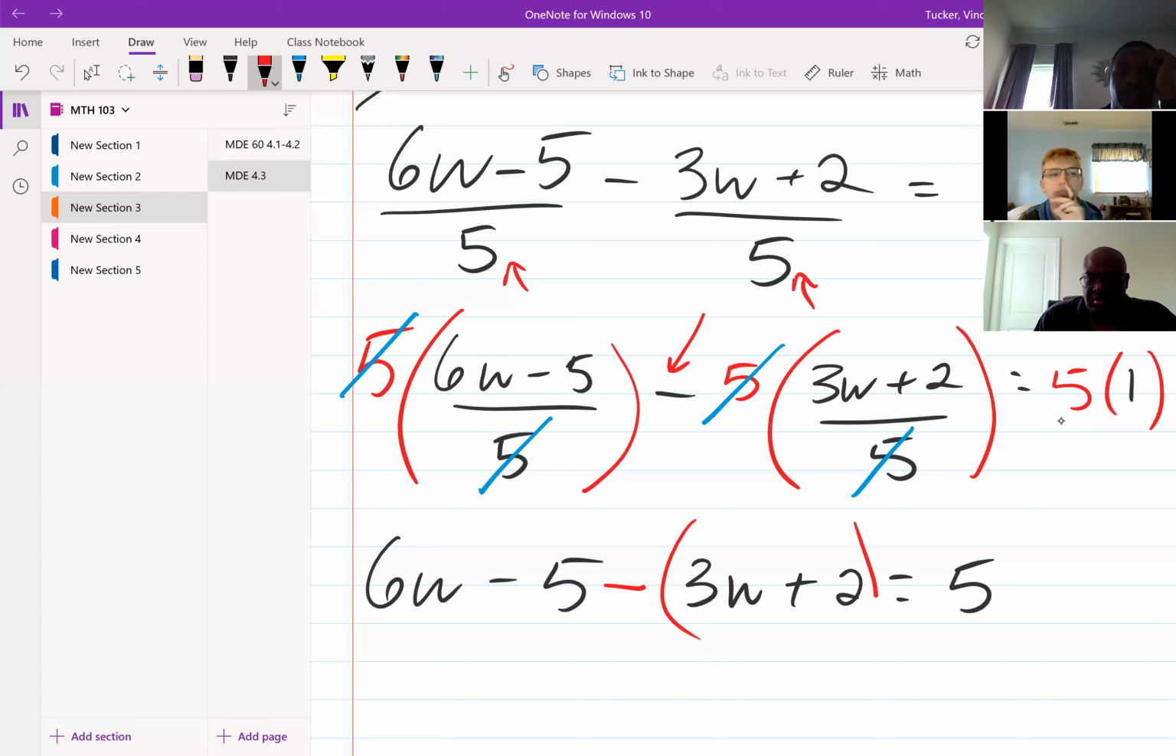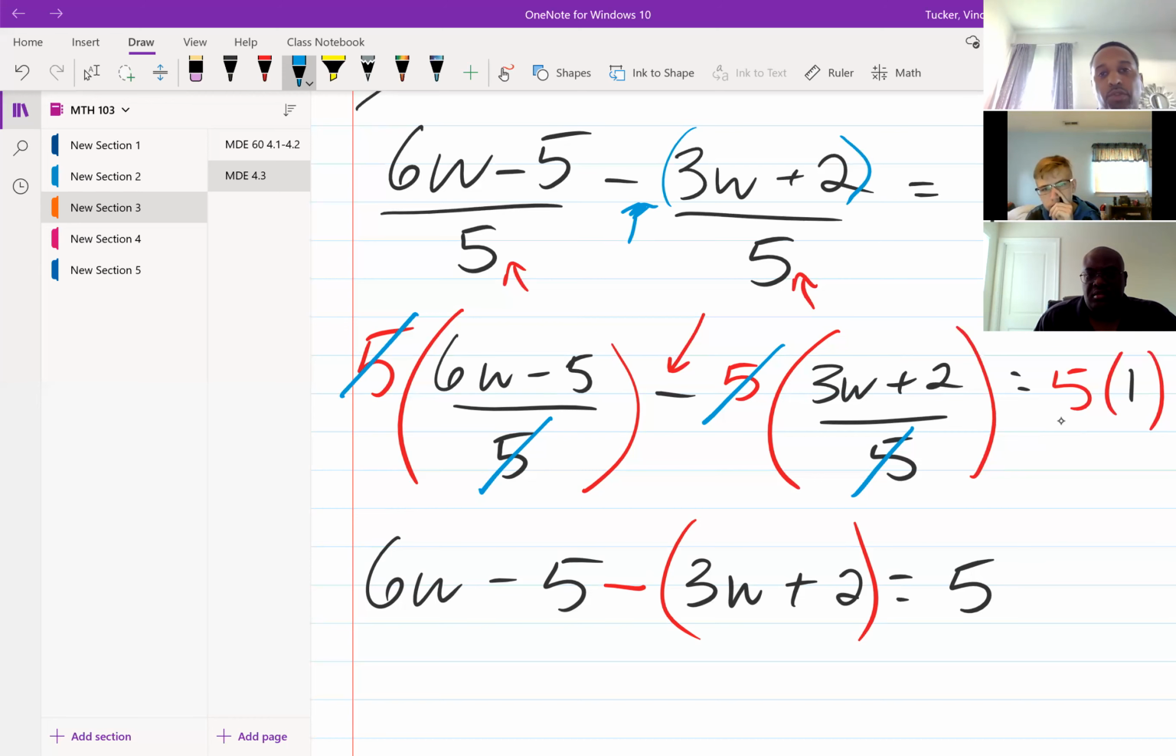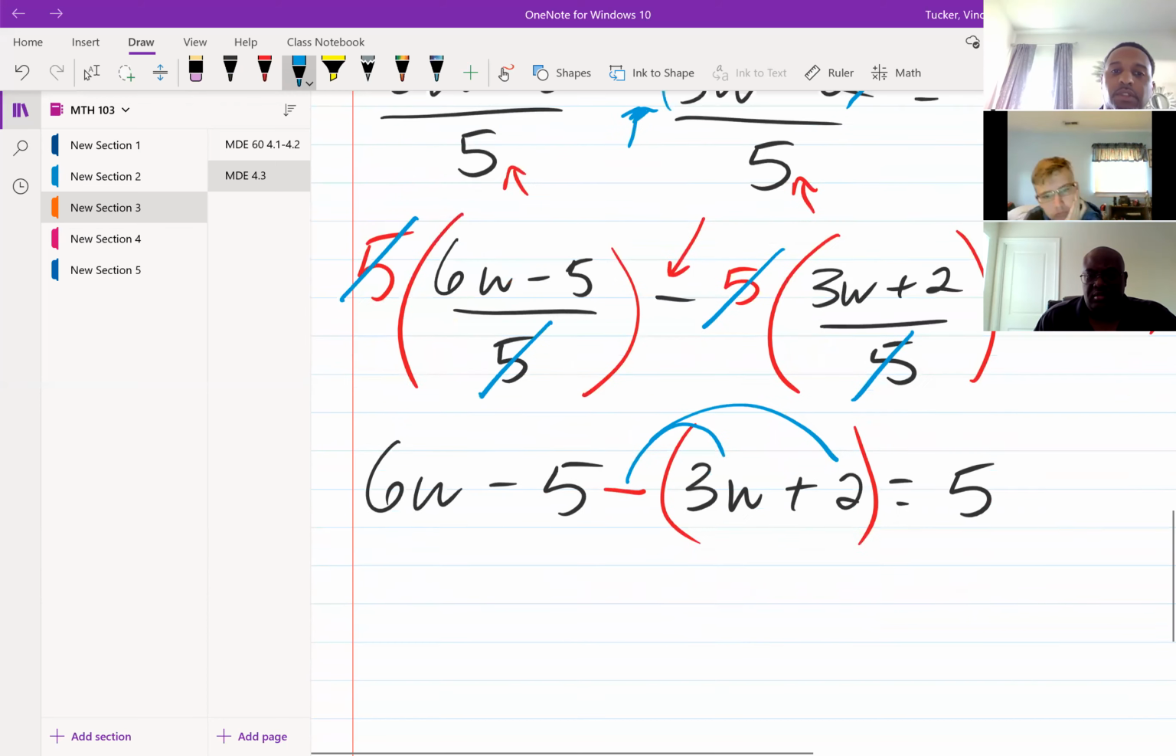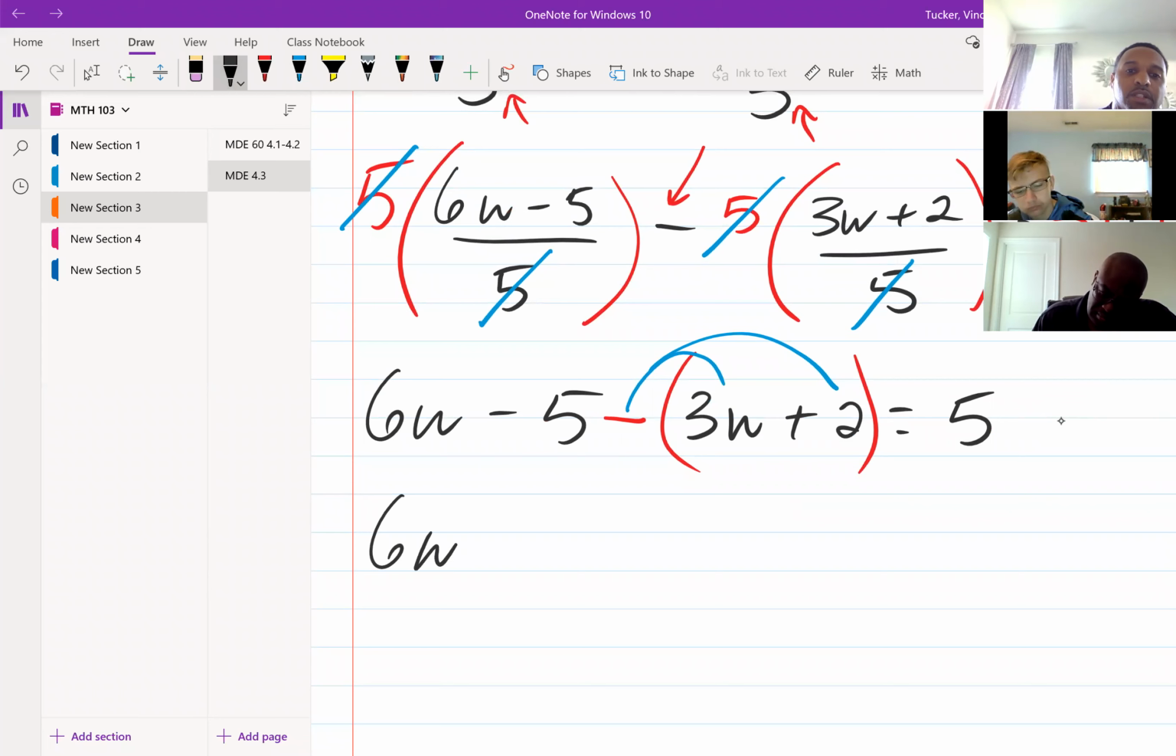What actually happens here is that that minus sign needs to be applied to each term in that numerator. So when I look at my original equation right here, this minus sign is not just applied to the 3, it's applied to everything that's in the numerator that follows. A lot of people make the mistake of giving that negative to just the 3, and they forget to give it to the 2 back here as well. All right. So 6w minus 5 minus 3w minus 2 equal to 5.